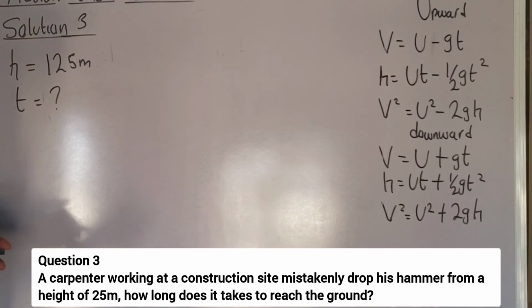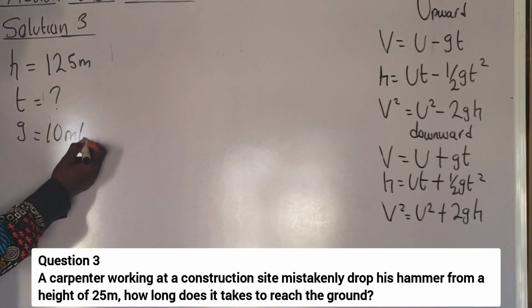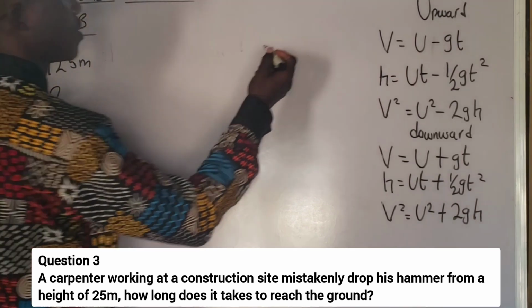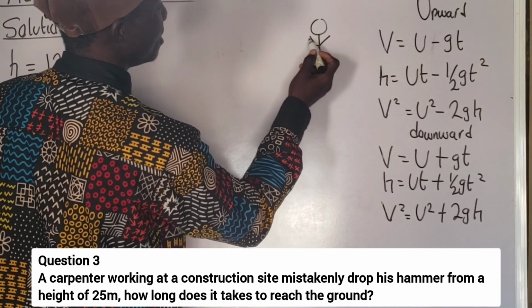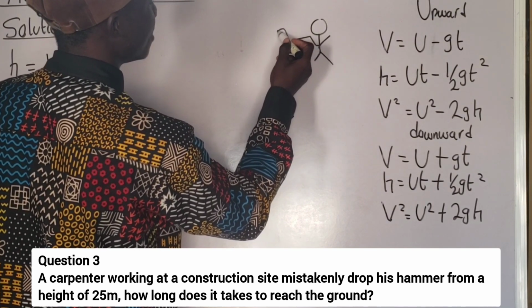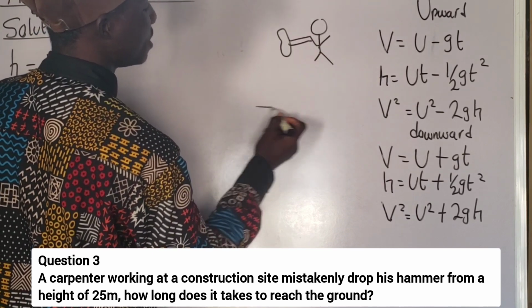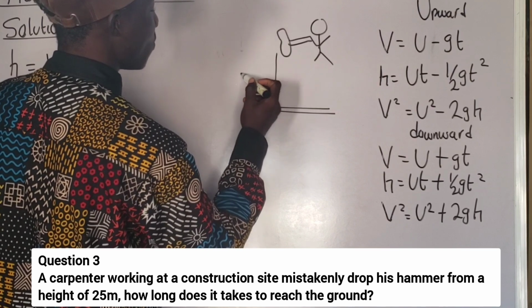Now you see, in this question we are not given the acceleration due to gravity g, but we know that g equals what? 10 meters per second squared. Okay. Now how do we determine the time? Let me quickly draw. Let's assume that this is the carpenter. The carpenter is holding this hammer. He mistakenly drops this hammer. You understand? The height of this hammer to the ground is what?